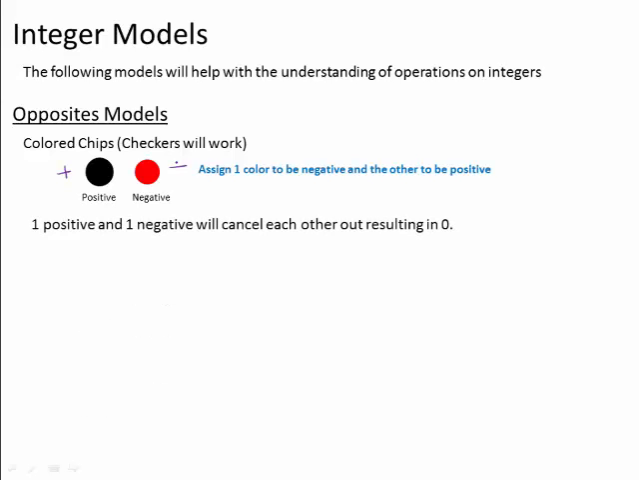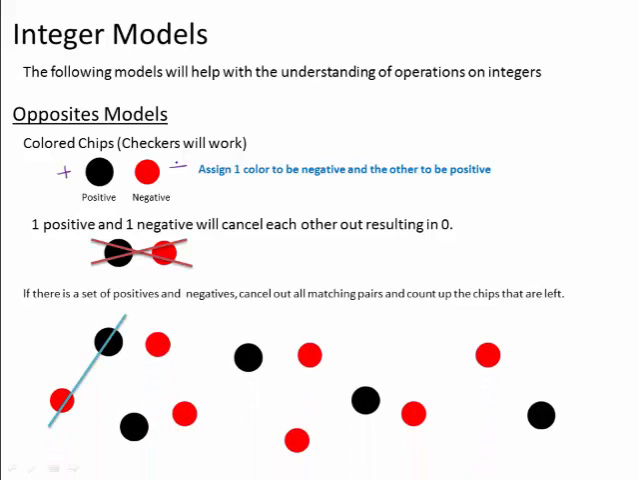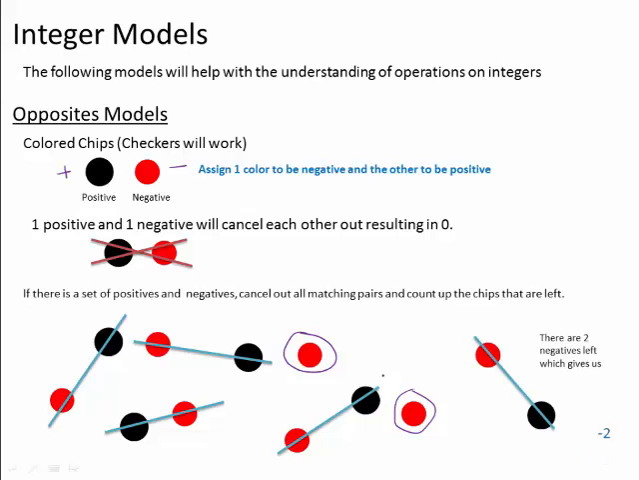one positive and one negative will cancel each other out. So if I have one positive and one negative, I have 0. If I have a set of positives and negatives, I can cancel out all the matching pairs and count up what's left. So those cancel, cancel, cancel, cancel, cancel. And I have 2 that didn't get canceled. So 2 negatives, which means I have a -2.